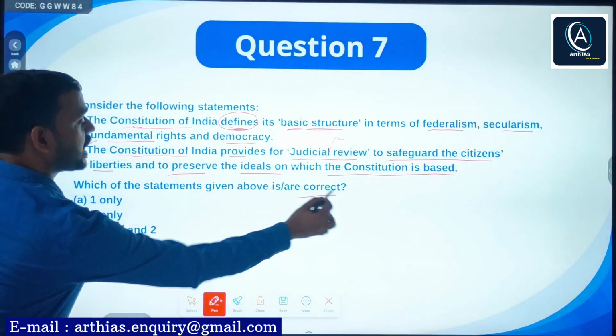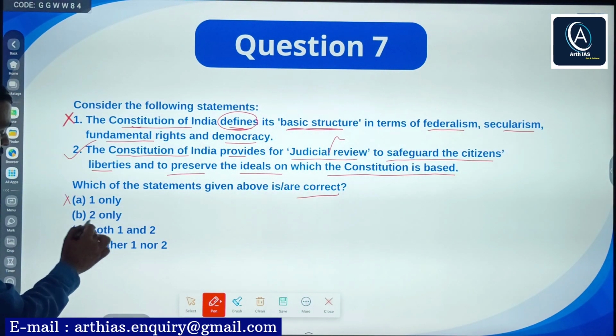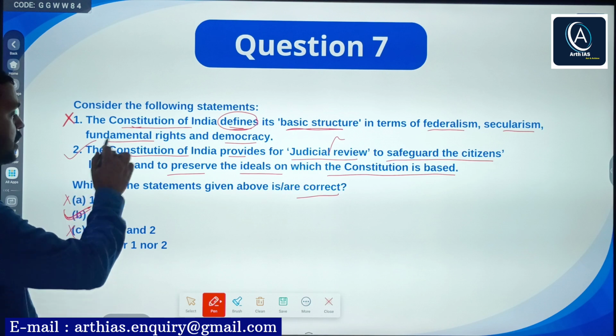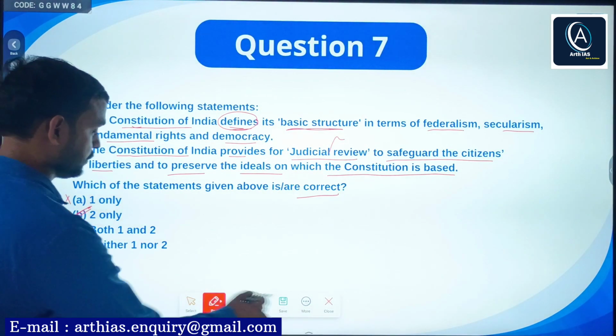So, correct answer. A says 1 only, no. B says 2 only. So, B is the right answer. No need to go for C or D. Don't waste your time. So, B is the right answer. Only statement 2 is correct.